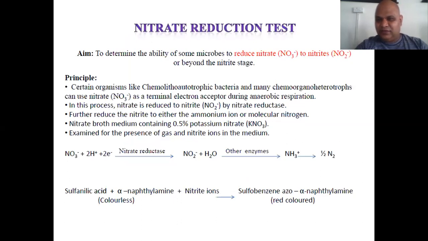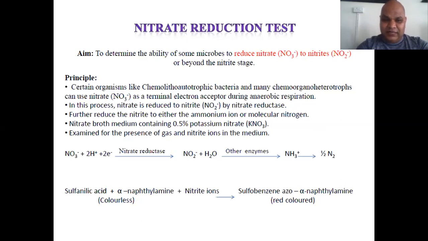Nitrate reduction test is also one of the biochemical tests in which we assess certain abilities of some microbes, which reduce the nitrates into the nitrites, NO3 into NO2. There are certain microorganisms, mostly the chemolithoautotrophic bacteria or chemoorganoheterotrophs. They can use the nitrates as a terminal electron acceptor during anaerobic respiration. So the anaerobic condition is here.